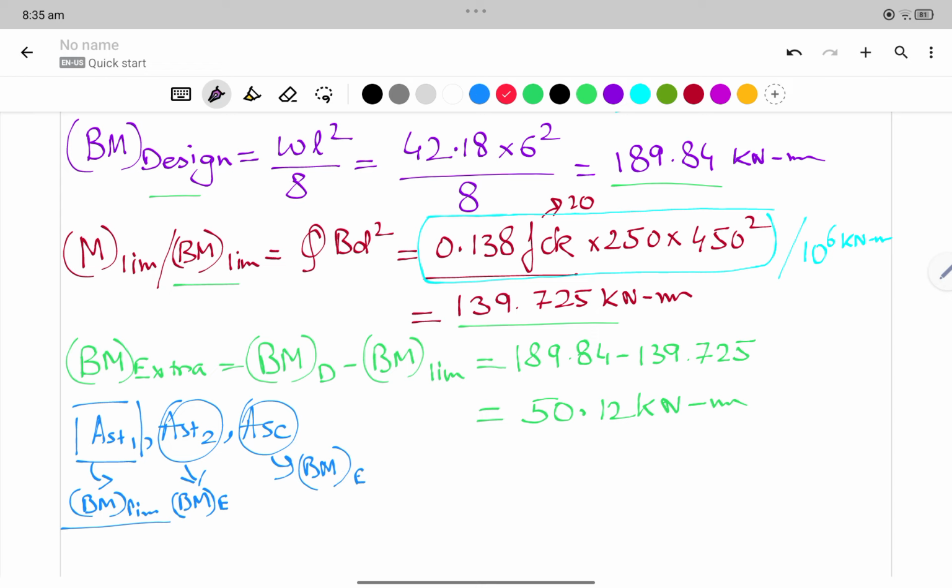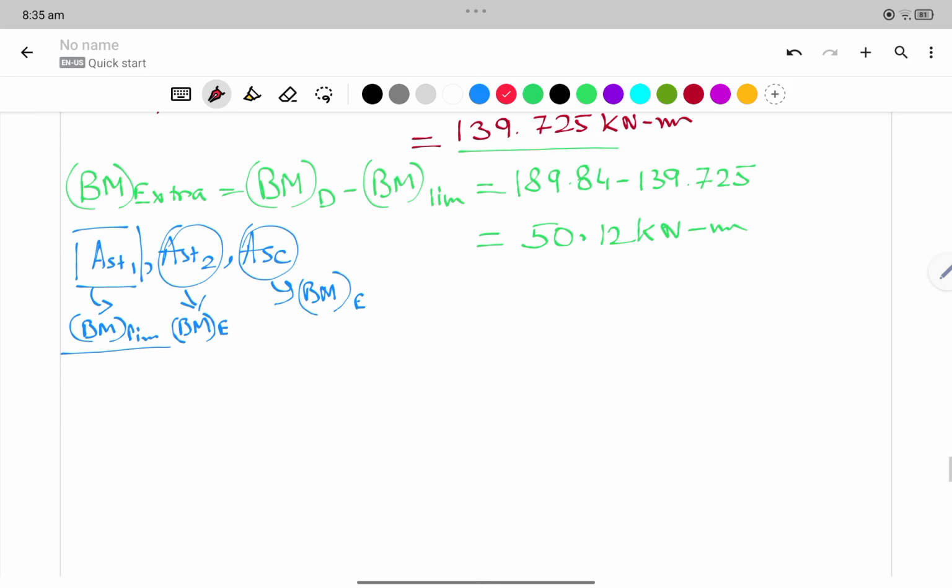So see, the formula will be accordingly. For AST1, the previous formula was the same, here also it will be the same only. Mu limiting divided by 0.87 Fy into the lever arm, D minus 0.42 XU. XU means here it will be XU limiting only.